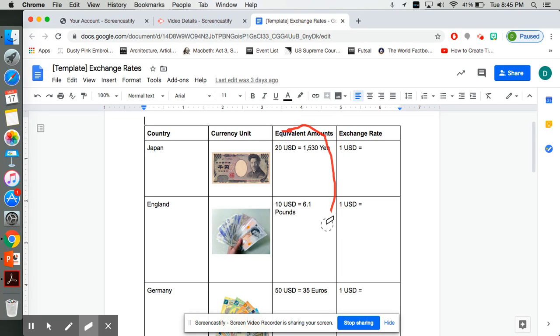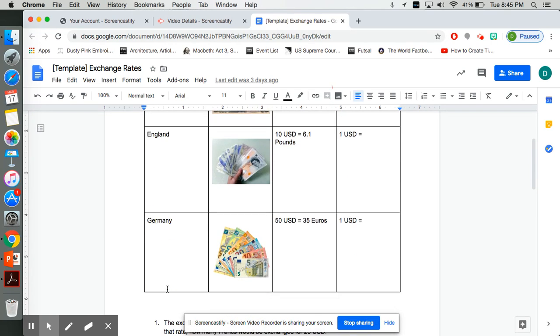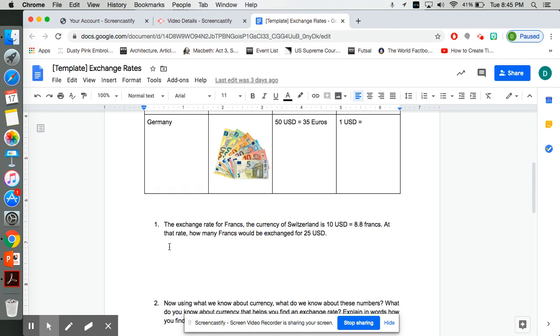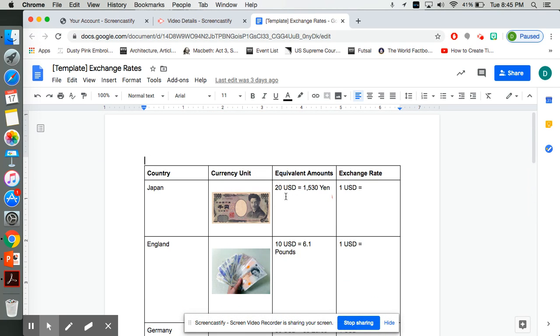As you can see, there's 3 countries that we're working with. We have Japan over there, we have England, we have Germany, and then we also have kind of a bonus problem down here. I'm going to start with Japan, and I'm going to model one of these problems so that hopefully you can do the rest of this final column over here by yourself.